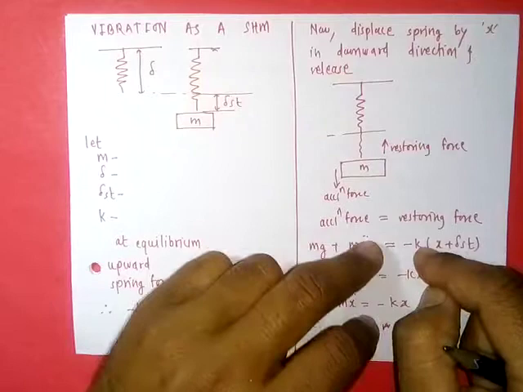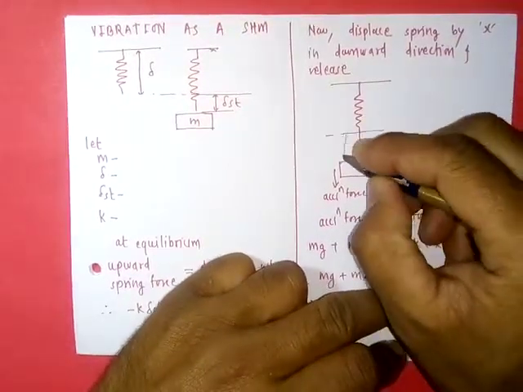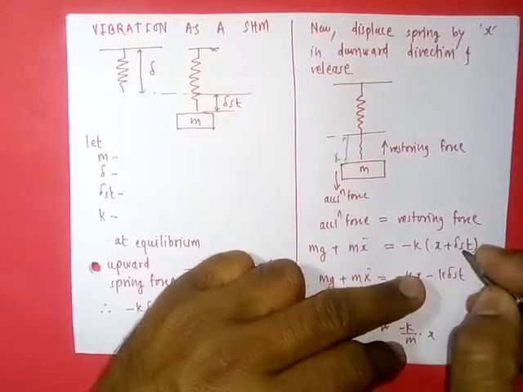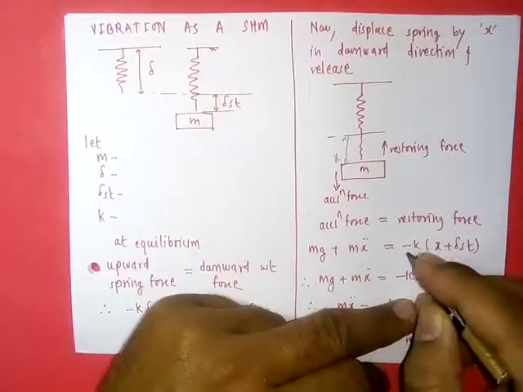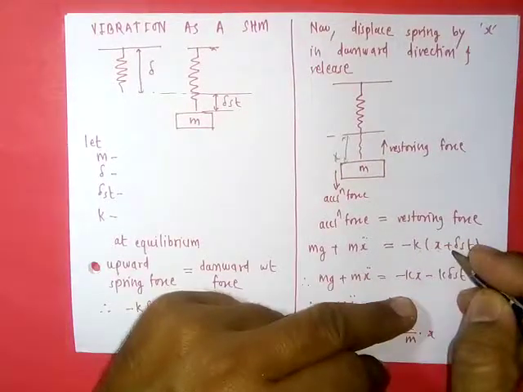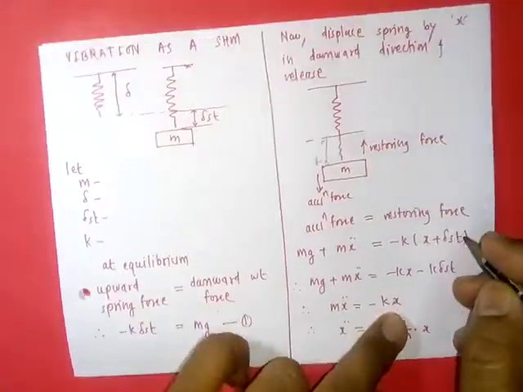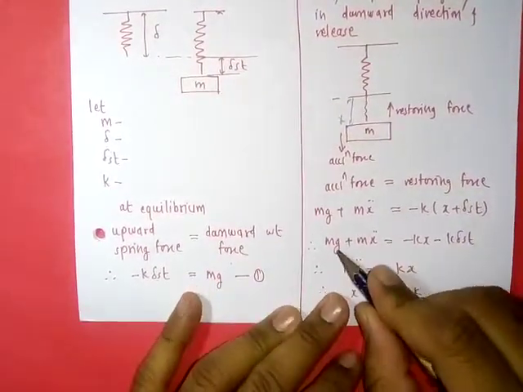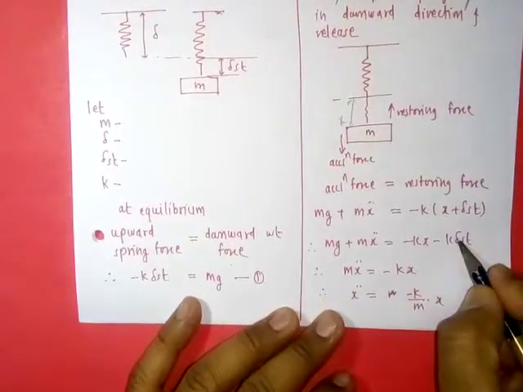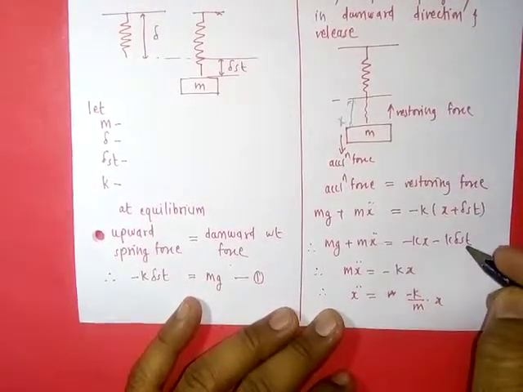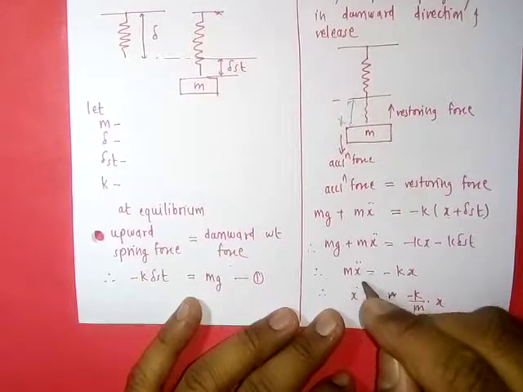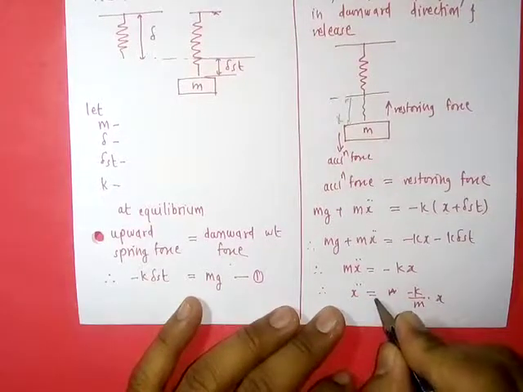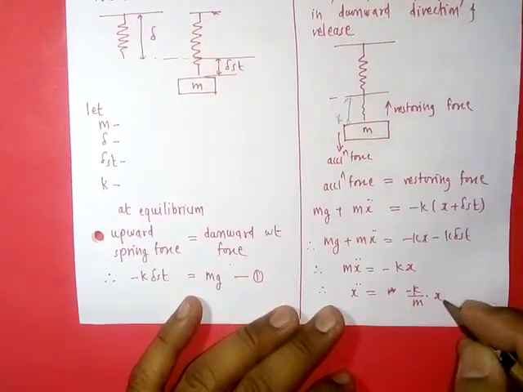Now if this deformation is x, then the total deformation in the system is x plus delta st. So the spring force in the upward direction is minus k into x plus delta st. Now from equation 1 we know that mg is equal to minus k delta st. So cancelling both these terms, we get m x double dot is equal to minus k into x. So x double dot is equal to minus k by m into x.